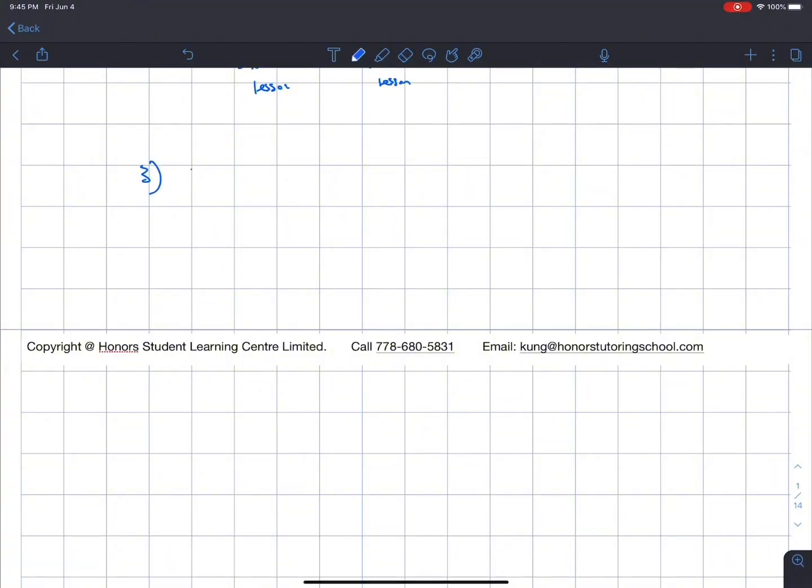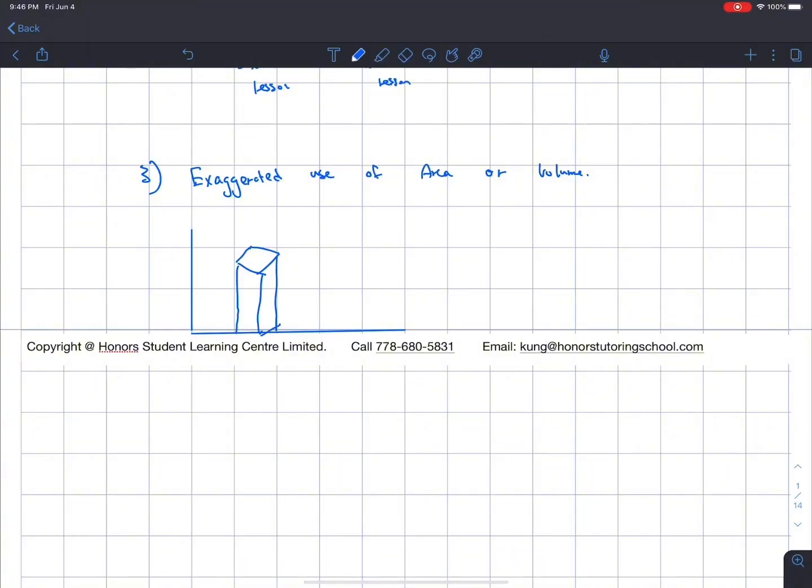Number 3 is exaggerated use of area or volume. So all the graphs should be in 2-dimensional, right? You should not have a bar graph that looks 3-dimensional. Okay, so something like that would be an exaggerated use of volume.